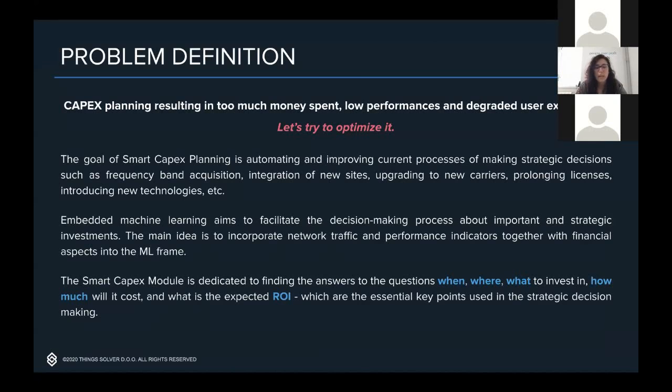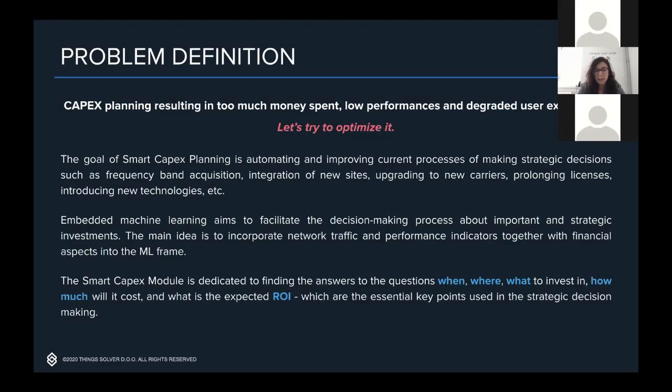Let us recall again, what is smart capital expenditures planning? It's about automating and improving current processes of making strategic decisions, such as frequency band acquisition, integration of new sites, upgrading to new carriers, introducing new technologies, etc. Here specifically, I will talk about the machine learning implementation. We try to embed machine learning to create projections, so predictions of future behavior, in order to define actions and help the decision-making process.